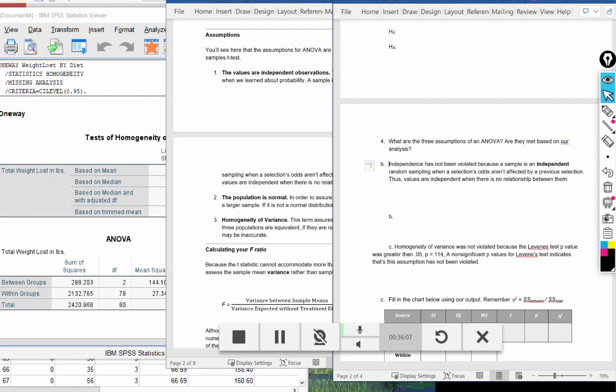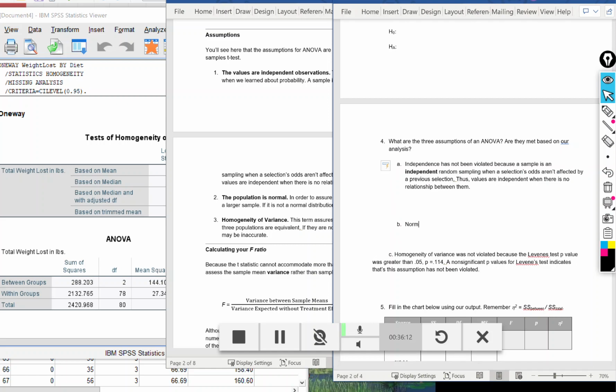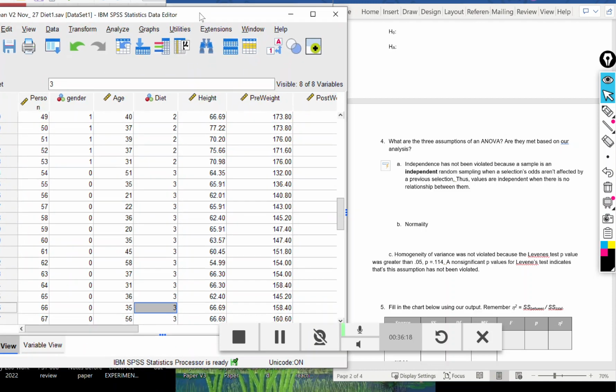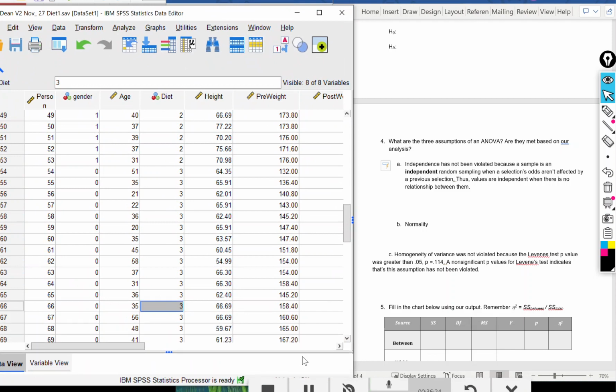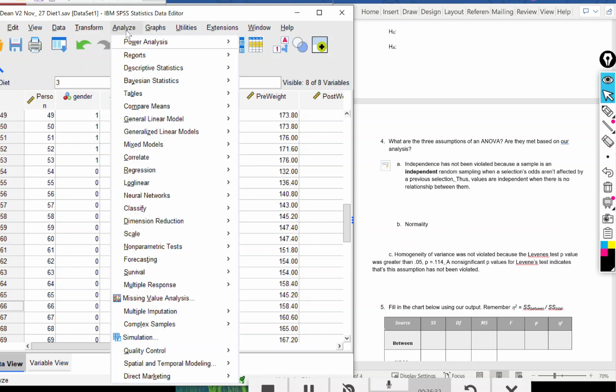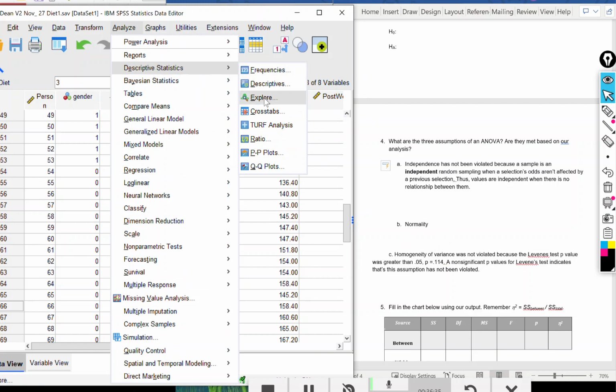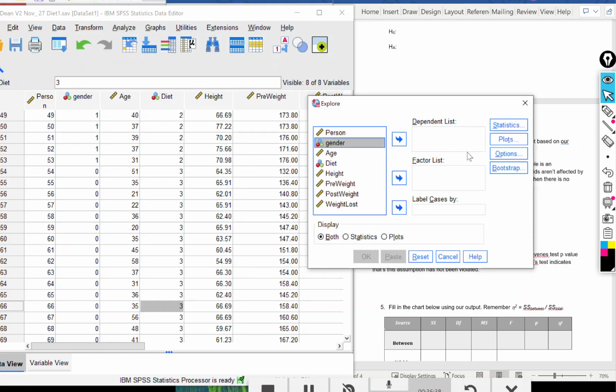Now we have to look at normality. That's going to be a big thing because we haven't done this before in lab. To test for normality, whether the assumption has been violated, we're going to go into Analyze, then Descriptives, and this time Explore. Essentially we're looking at the distributions and seeing if they are approximately normal.